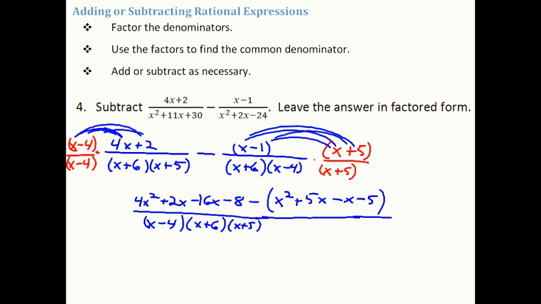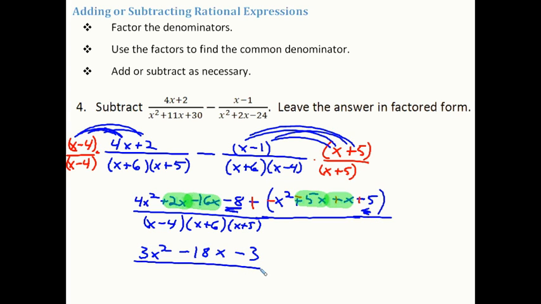And again, I'm subtracting here. So instead of subtracting, I'm going to change this to adding the opposite. So I'm going to do the opposite of each of these. So that will become negative, negative, and these two last ones become positive. Now that I have that set up correctly, I can now combine like terms. 4x squared minus x squared is 3x squared. Then we have a 2x minus 16x minus 5x plus x. We get negative 18x. And then we notice we have a negative 8 and a positive 5. That gives us a minus 3.